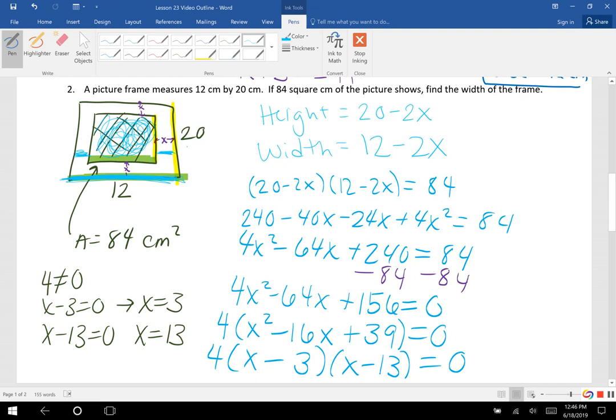That just wouldn't make sense. There's not enough picture, or picture frame, I should say, to have 13-inch widths there. There's no way that'll add up to 12. So the only answer that makes sense in this problem is the 3. You just don't have enough material for 13-inch, or I guess it's centimeter, widths. And that's the number they're looking for, so that's your answer. The width of the frame is 3 centimeters.